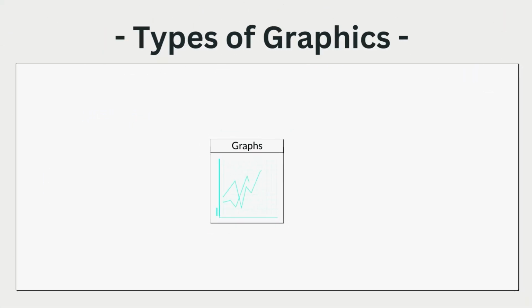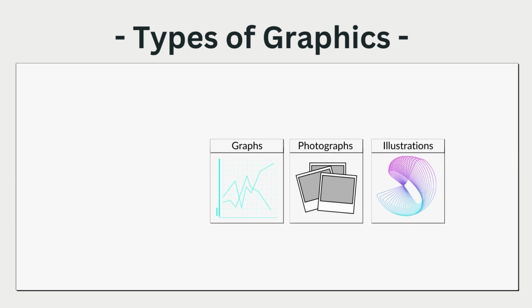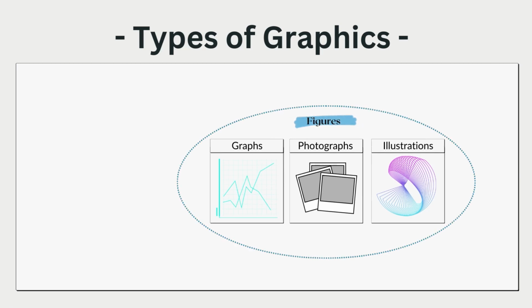First of all, it's important to realize that the word graph and graphics sound the same, but they're very different. Graphs are either line graphs, bar graphs, different types of charts that show usually the relationship between two variables. Then you also have various other types of illustrations, such as photographs or many different kinds of illustrations. We'll mention a few later. All of these together are figures.